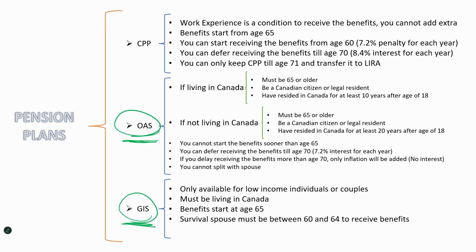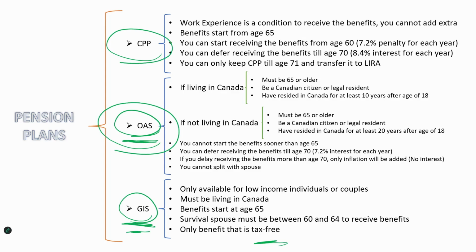And this is the only benefit that is tax-free. So CPP, it's a taxable income. OAS, it's a taxable income. But GIS, it's tax-free. So remember that. You will be paying tax on your CPP and OAS, but not on your GIS. This was the information about CPP, OAS, and GIS. It's really important. These notes will come into your exams, and also you have to be aware of them because this is how you can treat and help your clients as well.